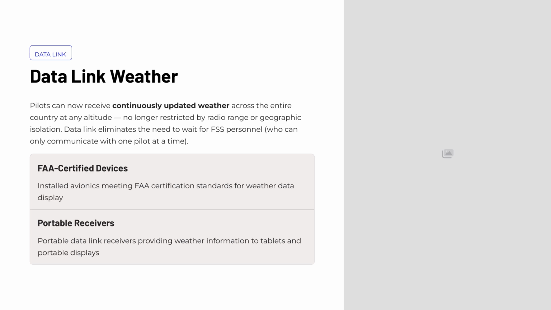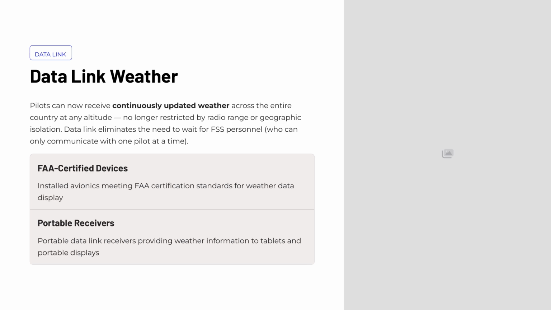Data link weather has fundamentally changed how pilots access weather information in flight. In the past, pilots were limited by radio range and had to rely on flight service station personnel, who could only communicate with one pilot at a time. Data link removes both of those barriers entirely.